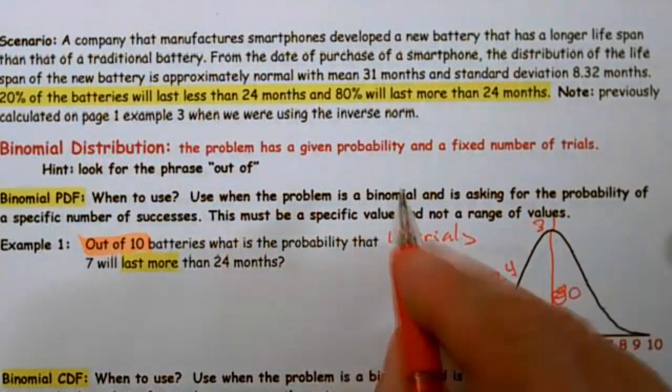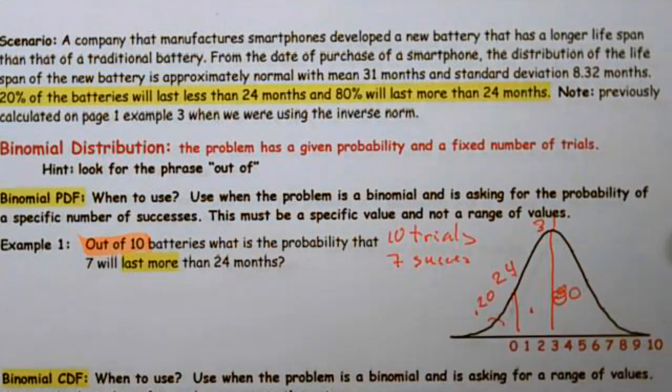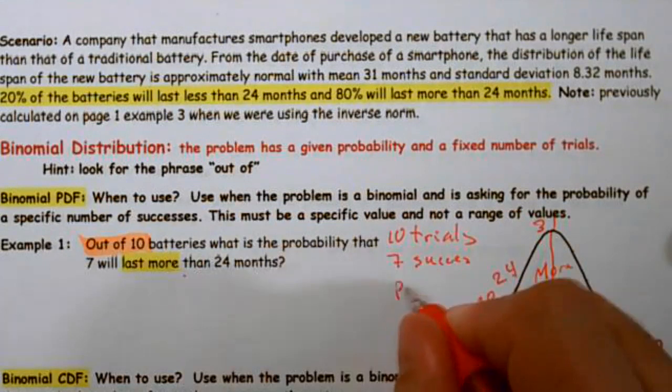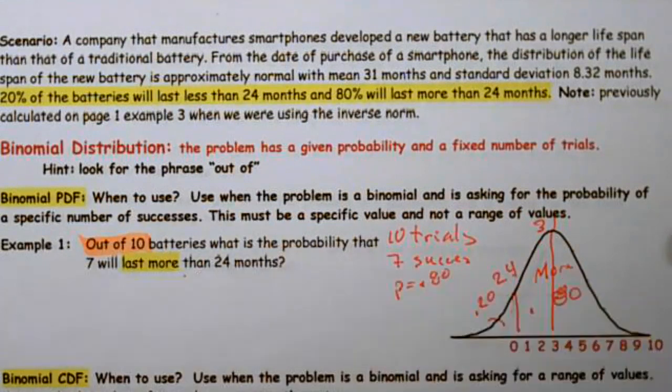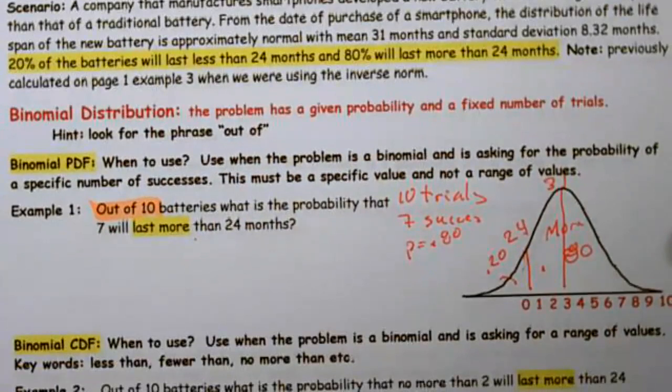Probability, that's 7. Oh, 7 is going to be my number of successes, but I need to know what the p-value is. And it says last more. Oh, we want to last more than 24 months. More is up here, so this is the more side. So in this case, our p-value is 0.80. All right, so our probability is 0.80.